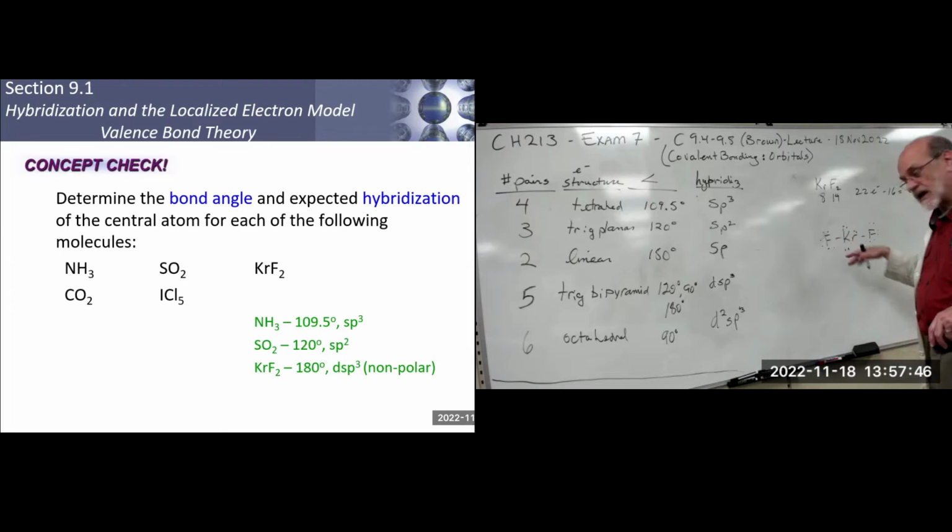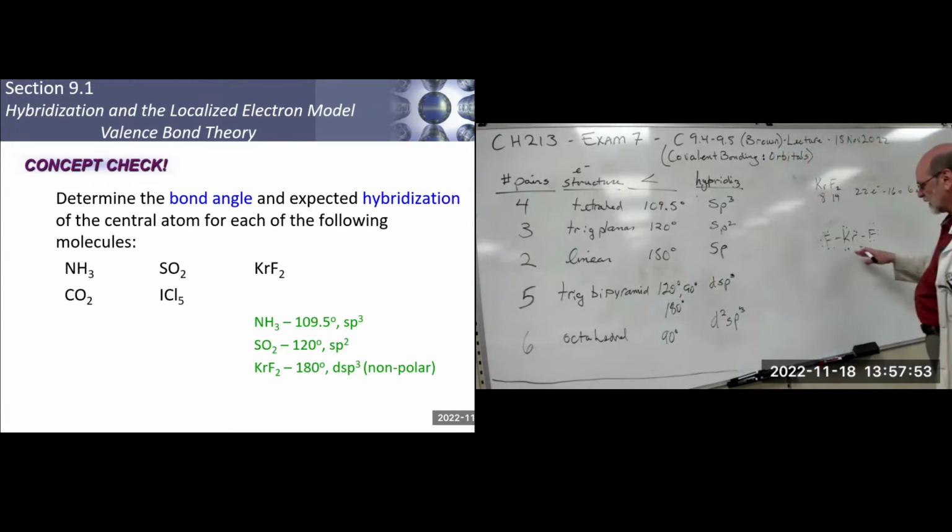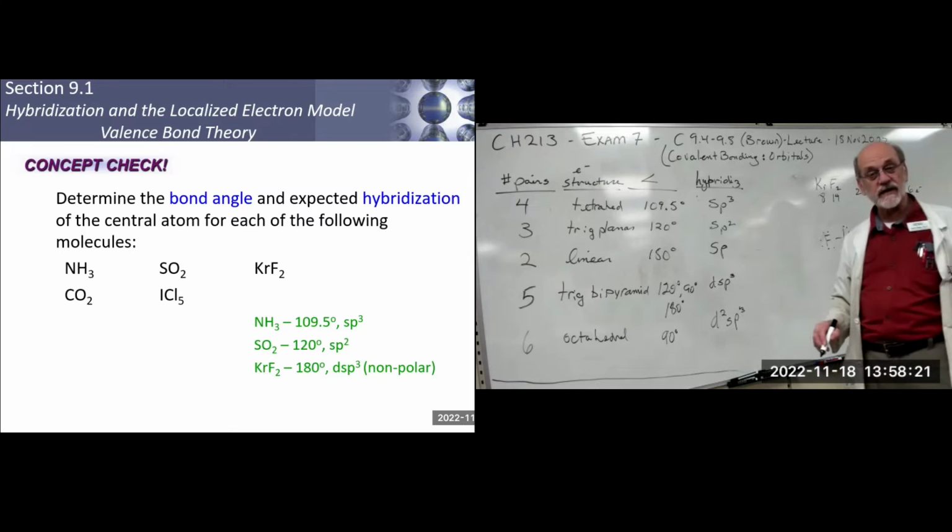All right, so around the krypton, we have 1, 2, 3, 4, 5. 5 means trigonal bipyramid. And we've got 3 lone pairs. So where do they go? Well, they go like this. Lone pairs go on the triangle. The fluorines go at the apex. Right? So the bond angle here is only 180 degrees.